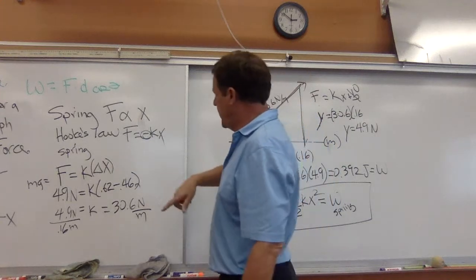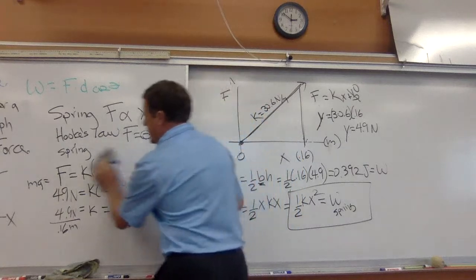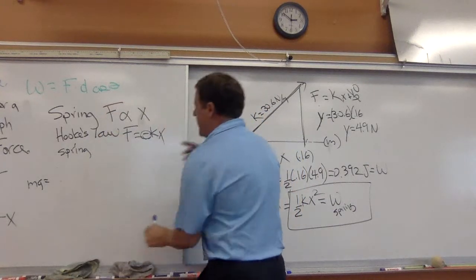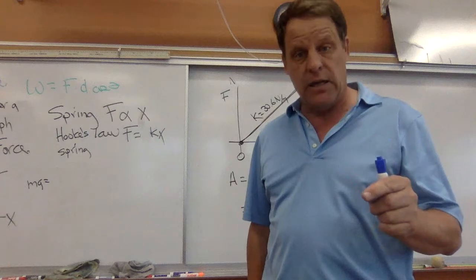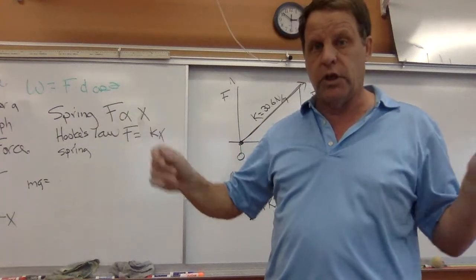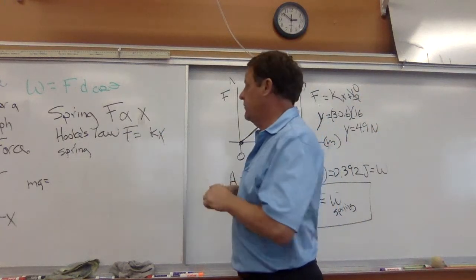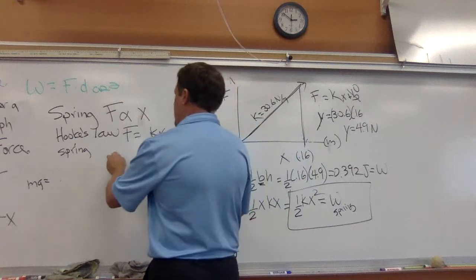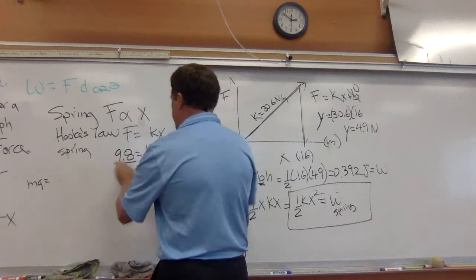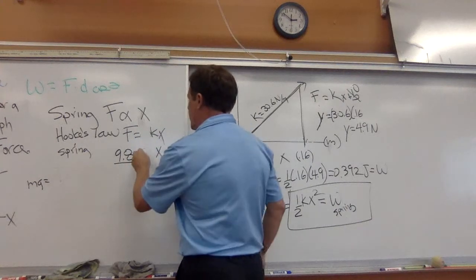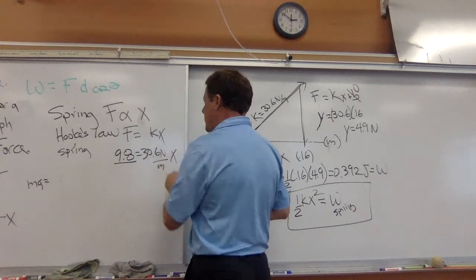And if we say F is equal to negative kx, I would say for now, if you ignore that negative and just have the perspective of which way it's going to go, that might help so you don't get confused. Remember that k is never negative. So now we have a force of now 9.8, and that's going to equal kx, which is 30.6 newtons per meter times x.